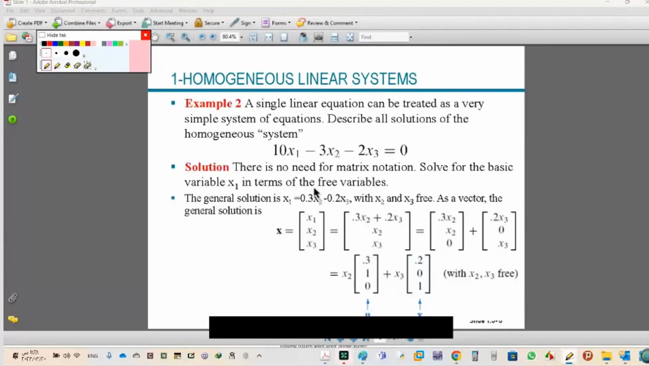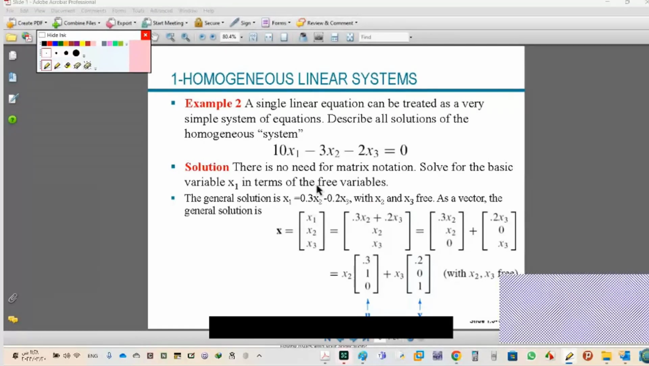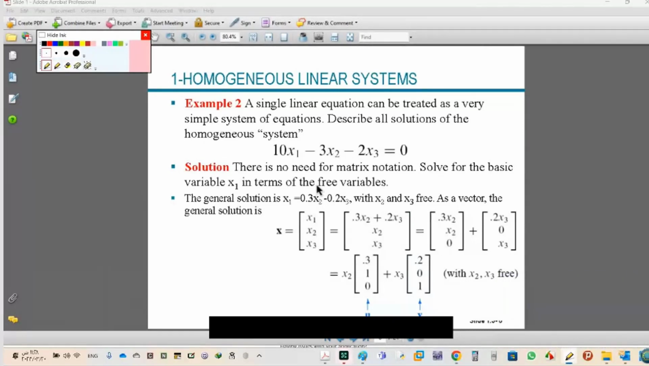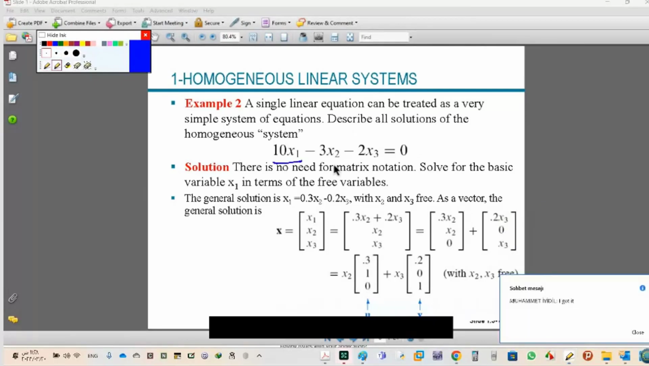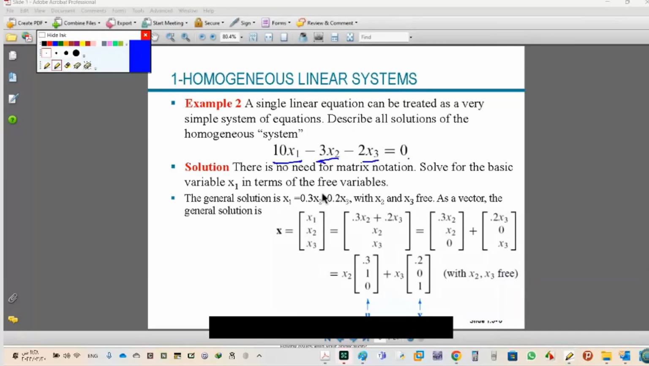Okay, we solve it now. Now let's solve this question again. We have 10x1 minus 3x2 minus 2x3 equals this. We have one line. For homogeneous, all these should be 0. Now we have 10x1 minus 3x2 minus 2x3 equals 0. Just one line. So again, we cannot solve, we can just rearrange. Here x2 and x3 are both free variables. So I will write x1 as a function of x2 and x3.